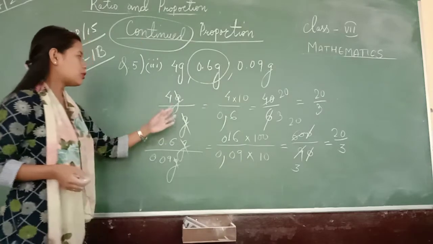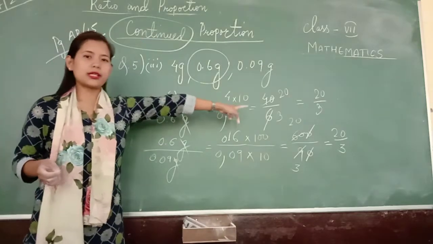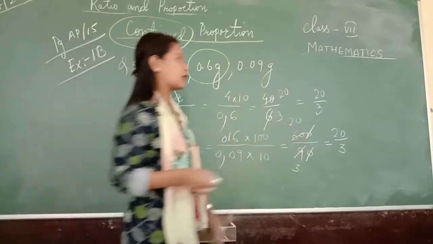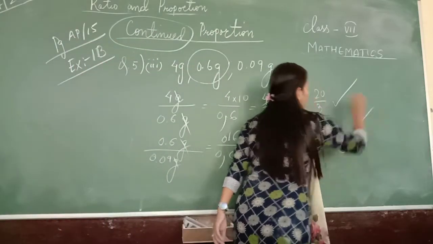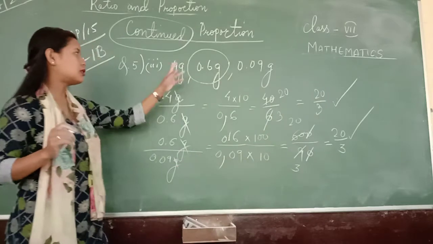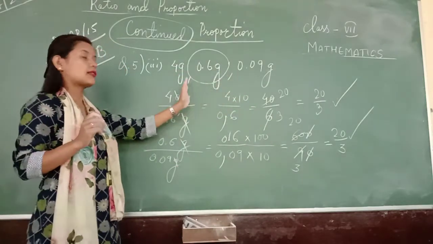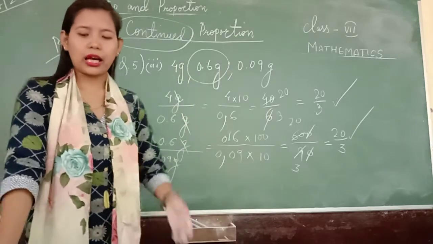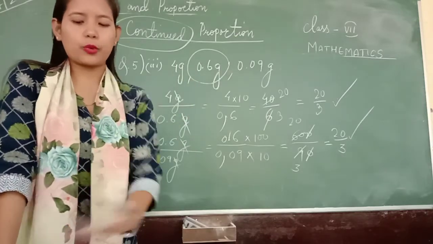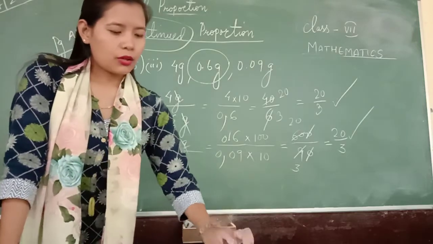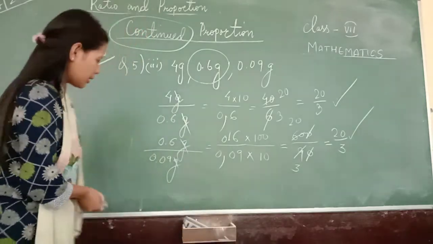So you see the ratio between the first and second term is 20 by 3 and the ratio between the third and fourth term is 20 by 3. So these two ratios are equal. So these three terms are in continued proportion. Okay, so your answer is true. Okay, you need to check, are the following quantities in continued proportion? So this is yes.